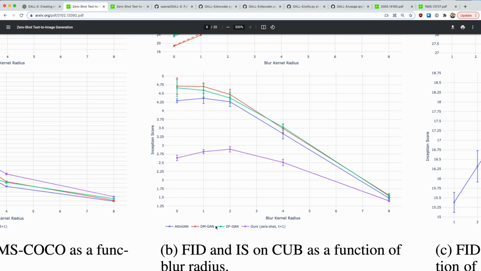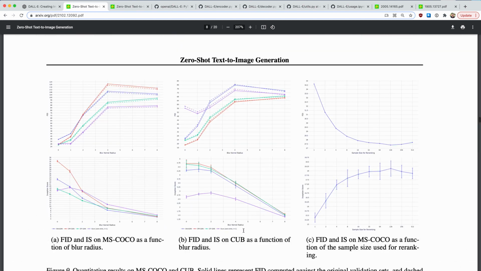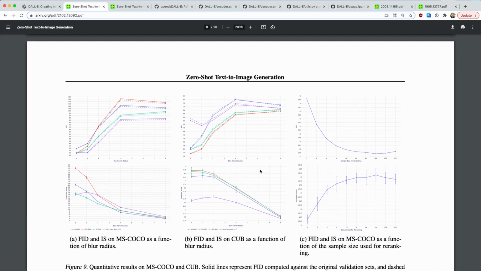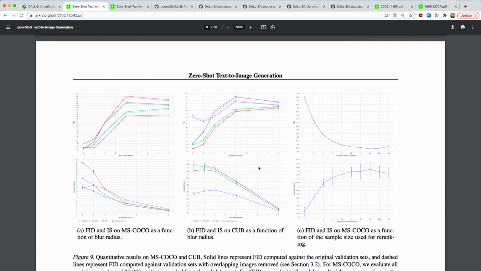Mm-hmm. And they specifically focus on, I would say, zero-shot performance, right? Which is a good thing and is quite typical in OpenAI papers recently. Yeah, exactly. And that's a pretty critical distinction, right?